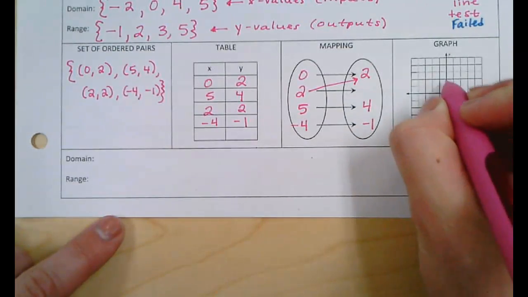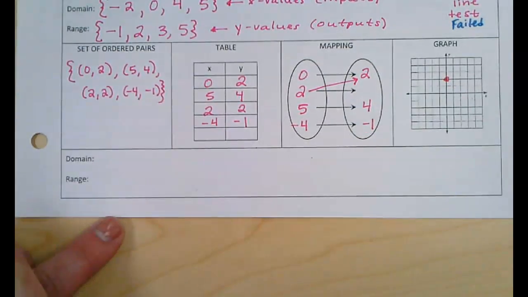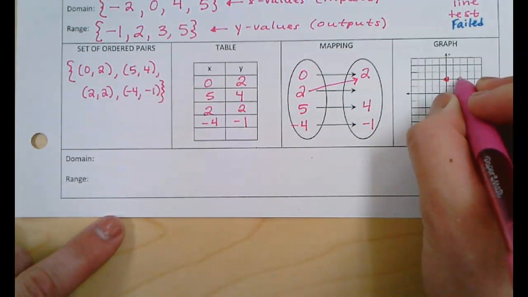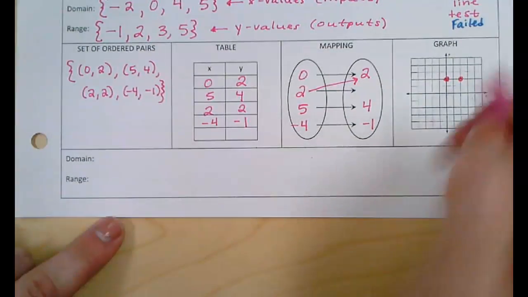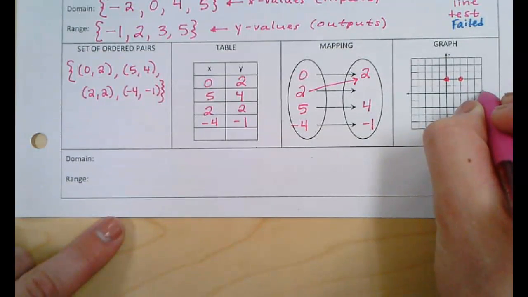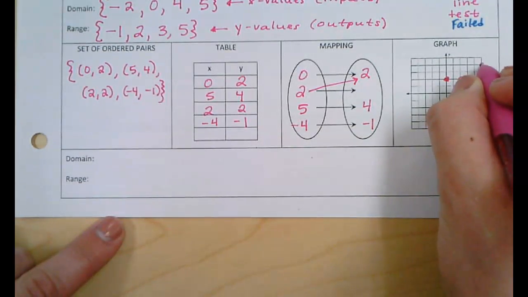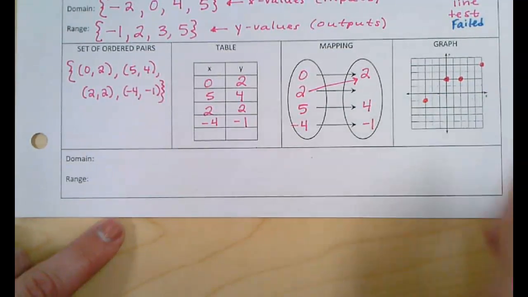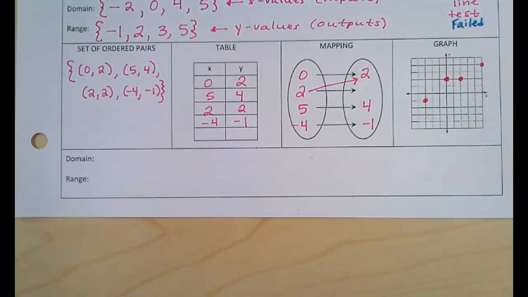0 on the x, but +2 on the y. 2, +2. +5, +4. And -4, -1. Now let's take a look at this relation. So far, you might be noticing some things.